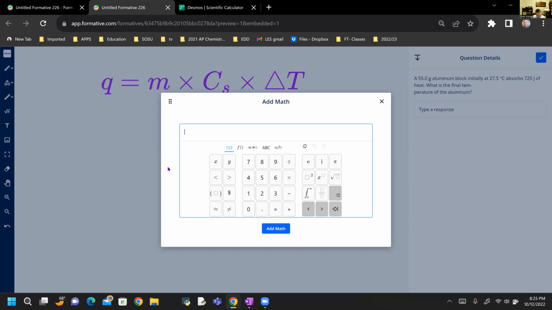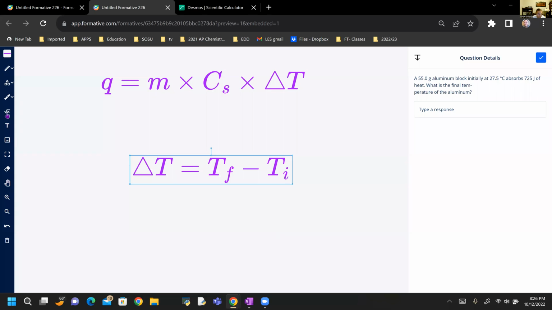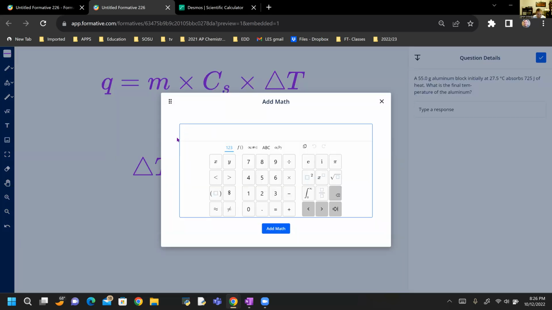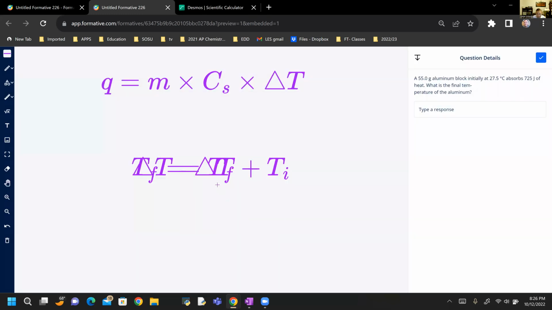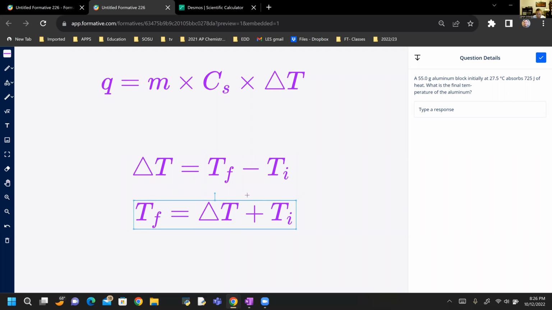I want to show you where I'm getting this from before I go too much further. Delta T would be equal to TF minus TI. All right, and so if we rearrange that equation to solve for TF, we would see TF is equal to delta T plus TI. I wanted to just show you how we're getting this equation. So you don't need to show this one, but you do need this one. I just wanted to show you where you got it from.